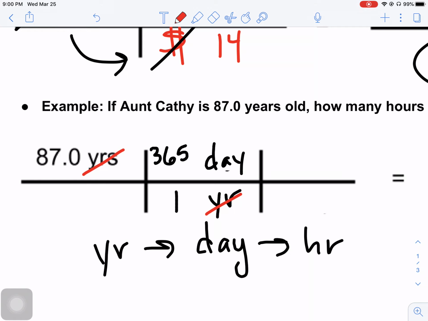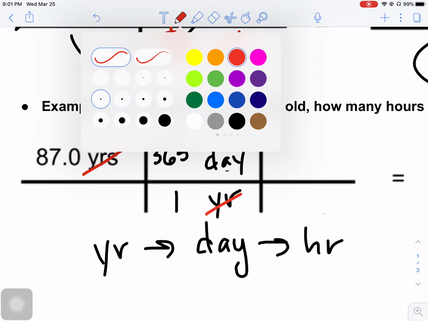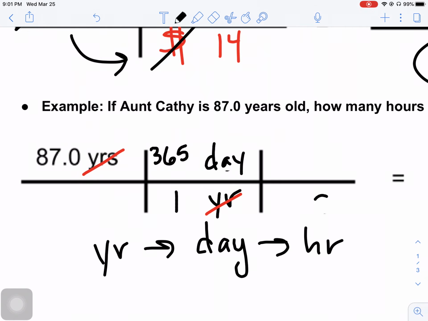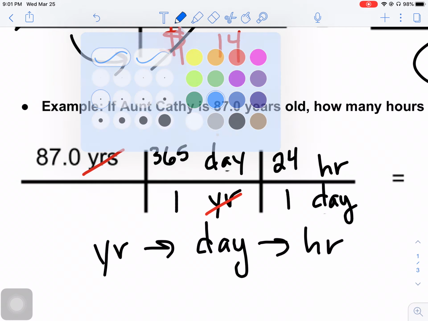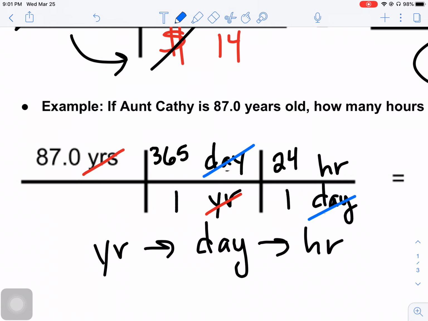So now I'm in days, but I don't want days, I want hours. So now I'm going to put days on the bottom, and I'm going to put hours on the top. Which is longer, a day or an hour? A day is longer, so I'm going to set the larger value to 1, and an hour is shorter than a day, so it takes 24 hours to equal a day. I like to use color, so now I'm going to show days canceling out days.